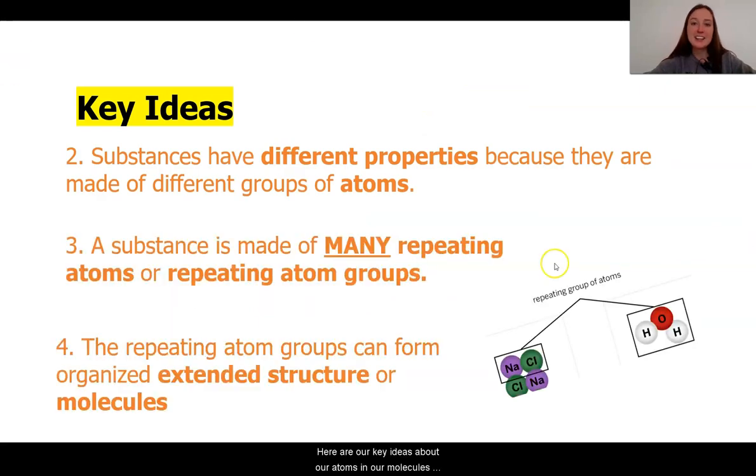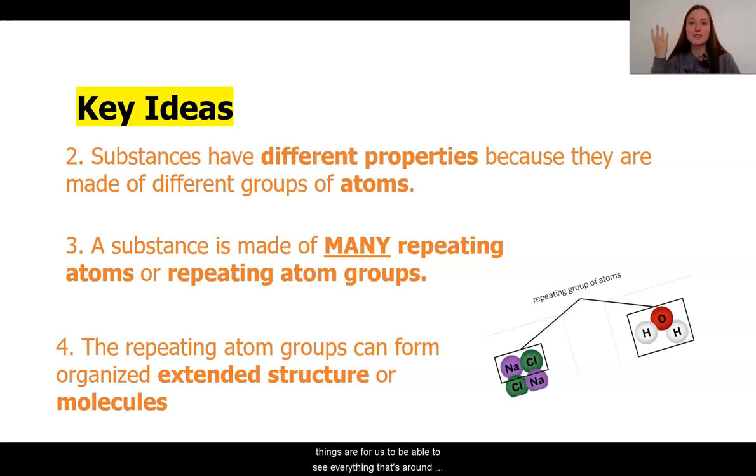So here are our key ideas about our atoms and our molecules and how they make up these different properties. Substances have these properties because they are made of these different atom groups or repeating atoms or molecules. A substance is made of many repeating atoms or repeating atom groups. So think about it, right? We just saw how tiny these things are.